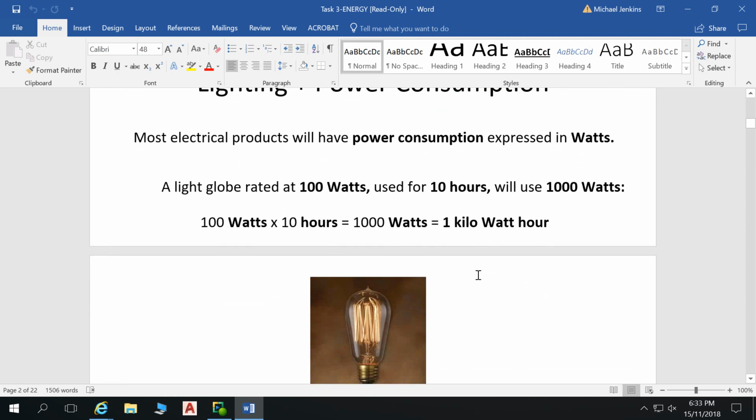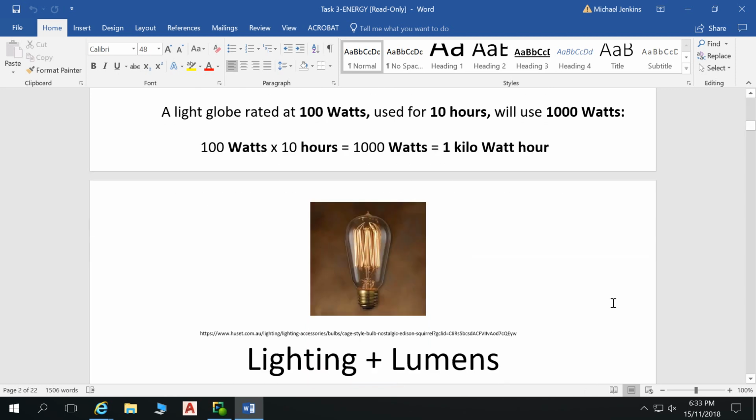So let's say I've got a bar heater at home, winter time. It says the wattage on that is 1,500 watts. I'm using it for 3 hours. Can anybody tell me how many kilowatt hours I would have to pay for? Yeah, 4.5 kilowatt hours. So it's as simple as that.